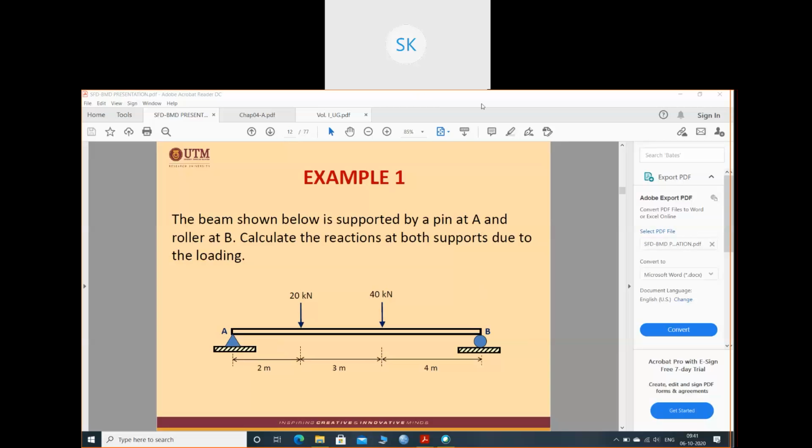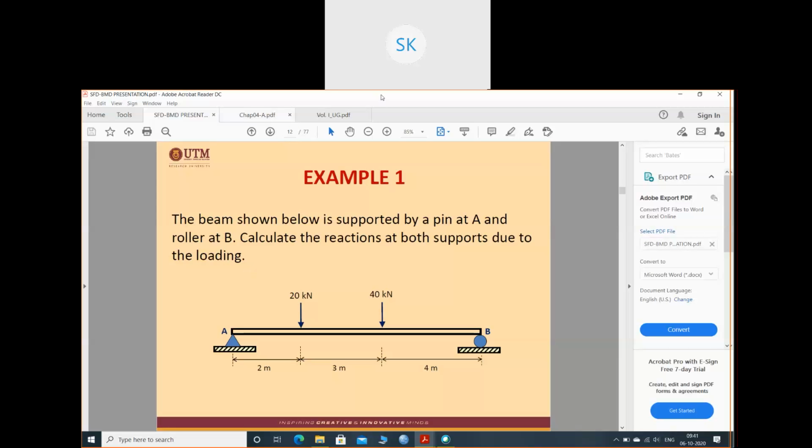How many students? There are 43 students. I need answers quickly. I'm asking you to find the support reactions on this beam. Find out, and tell me the answer. What will be the support reaction?